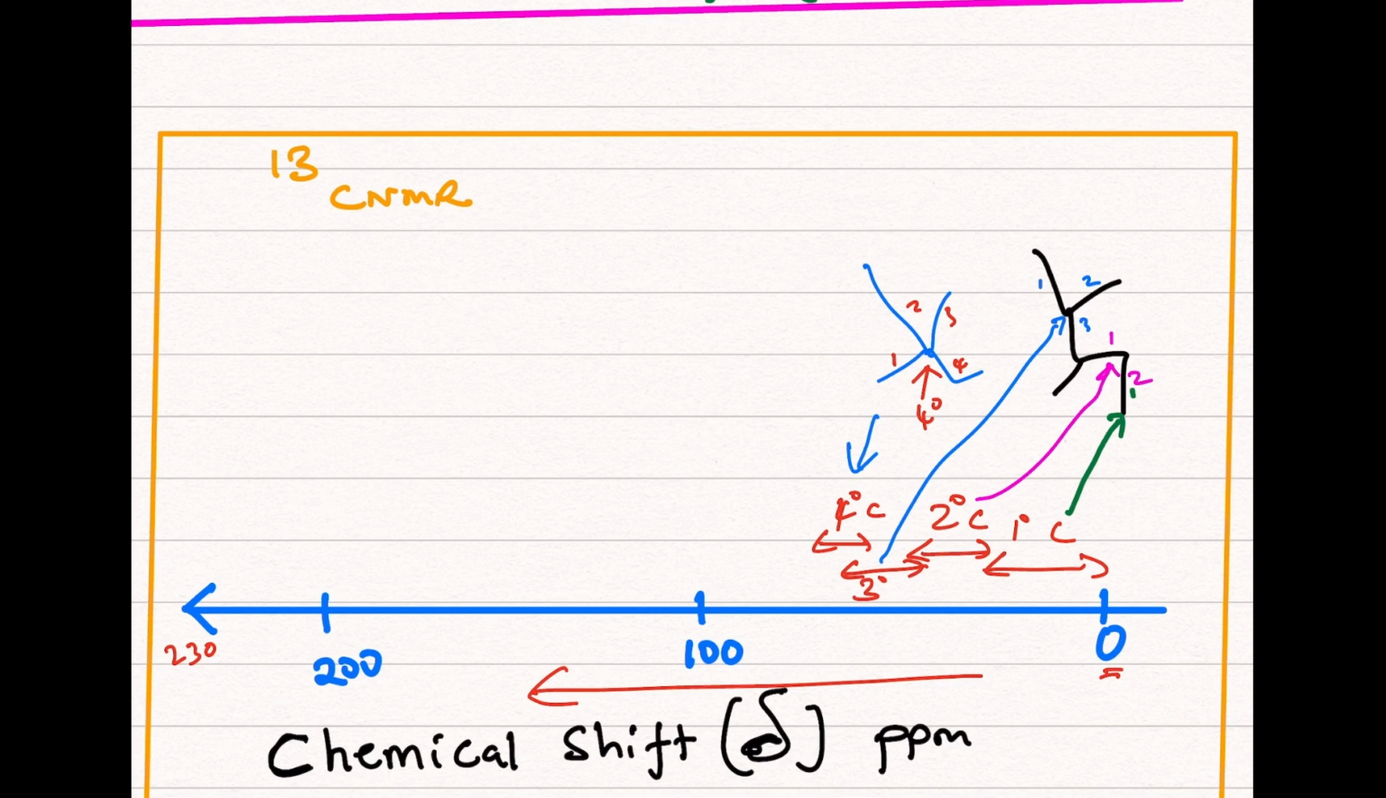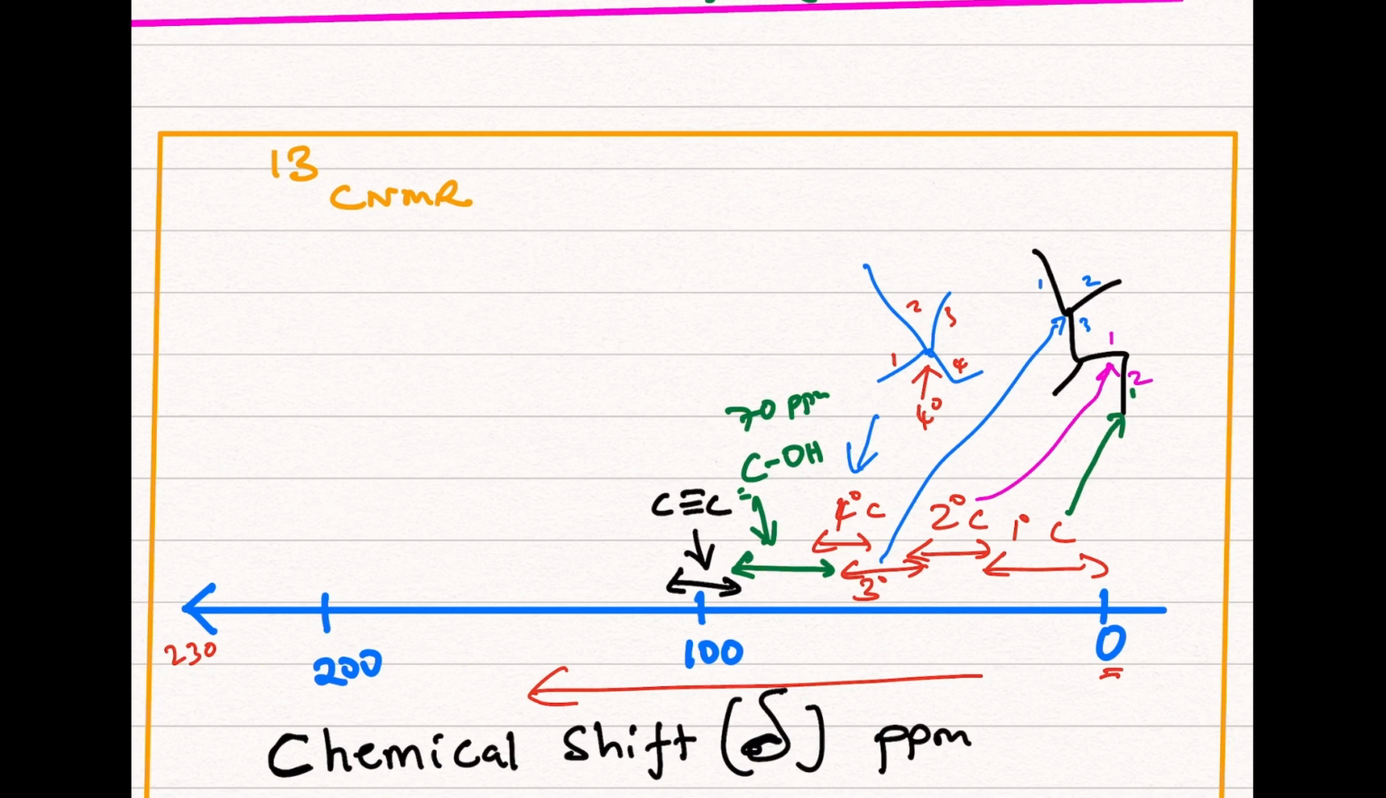Then starting from around 50 to 75, you have carbon that's connected to oxygen. So it could be an alcohol, OH, or an ether. So that carbon will show up at around 50 to 75. Usually for alcohols, around 70 ppm. Next, we have this region here. That's where you have triple bond carbons.